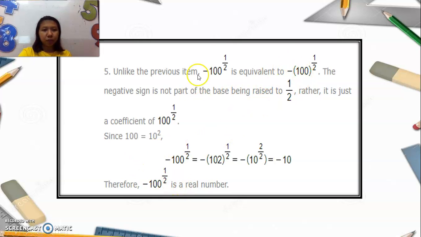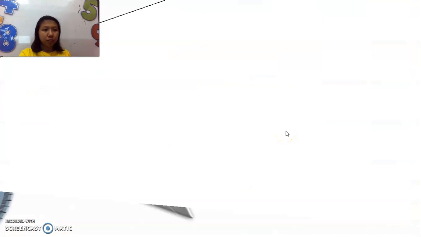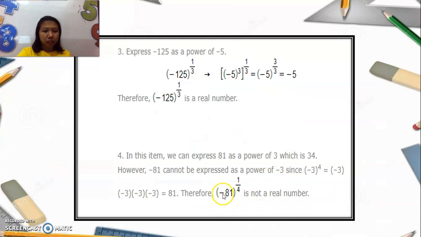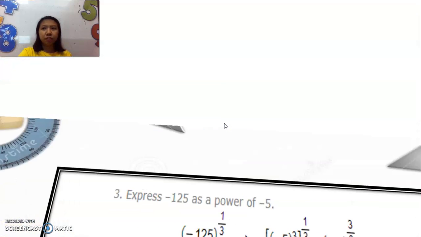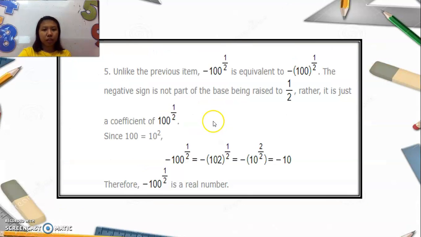Okay, so again, the difference between the given for number 4 and this number is that the negative sign is not included within the parentheses. When we write this example, we can write it like this: negative, quantity 100, raised to 1/2. And this one is like this: negative 81, the negative sign is included already. Okay, so that will be the difference between the given examples.